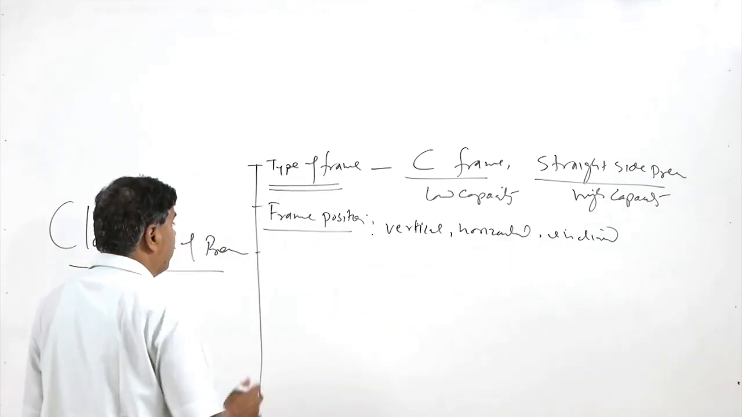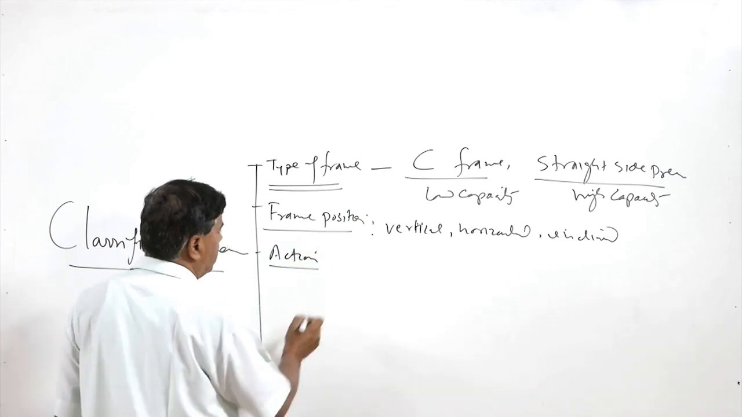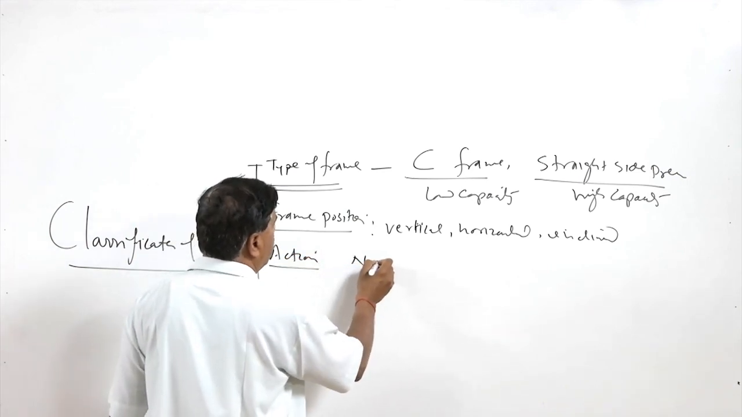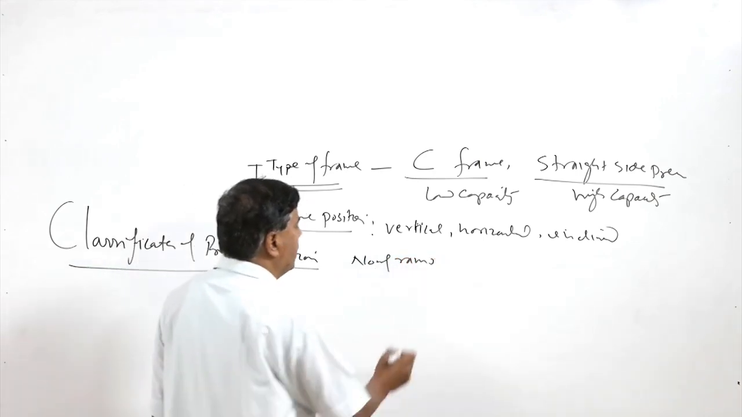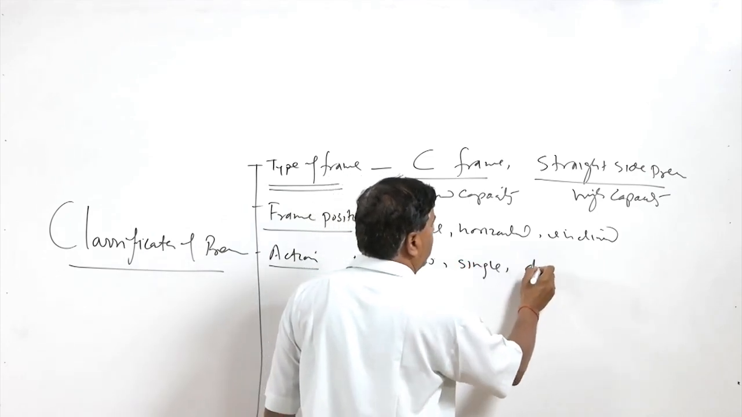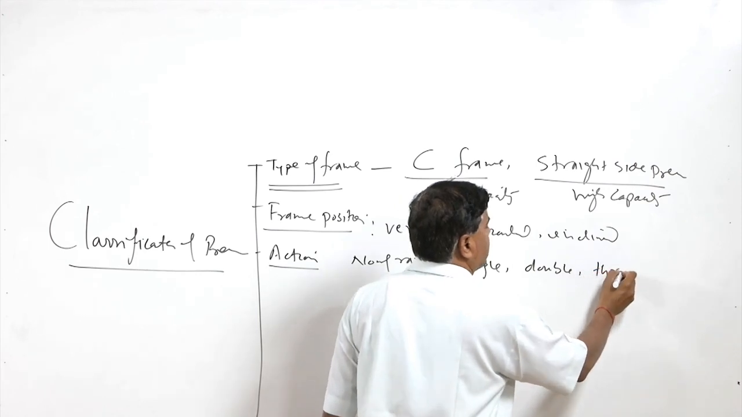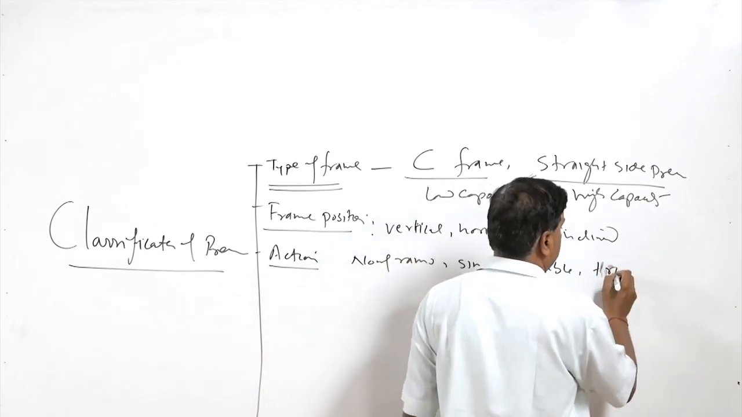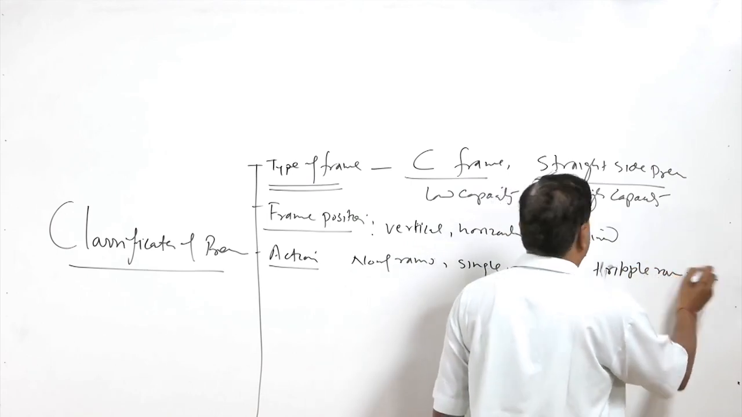Then we have the action. Action is about the number of rams that are there. There can be a single ram press, double ram press, or triple ram press.